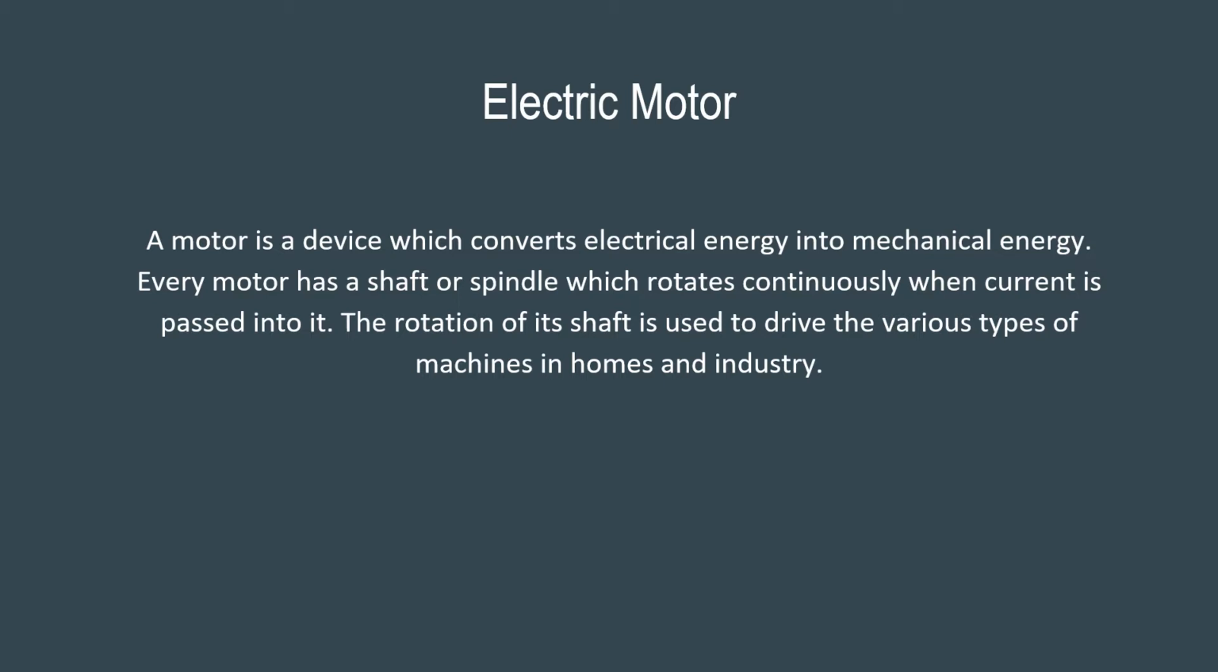Electric motors are used in electric fans, washing machines, refrigerators, mixers, grinders, electric cars, and many other appliances. A common electric motor works on direct current, so it is called a DC motor, which means direct current motor. The electric motor which we are going to discuss now is actually a DC motor.